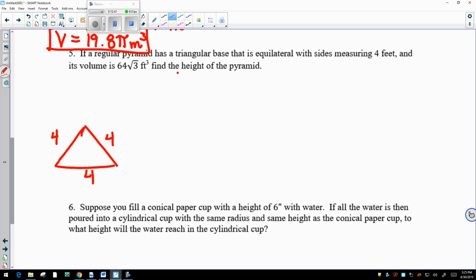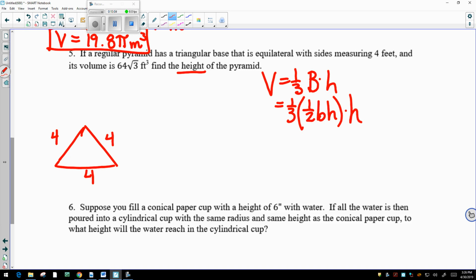We have to find the height this time. Okay, so keeping in mind our volume formula is 1/3 big B times H. That's what we're given. The shape of the base is a triangle. It's telling us it's a triangular base, so that means I'm replacing big B with 1/2 base times height. That's the formula for the triangle. I multiply that by the height of the entire pyramid, which is actually what we're trying to find. So this H will stay H. The volume, well, they've given us the volume. They've told us that that is 64 square root of 3. So I'm filling in what I know right now.